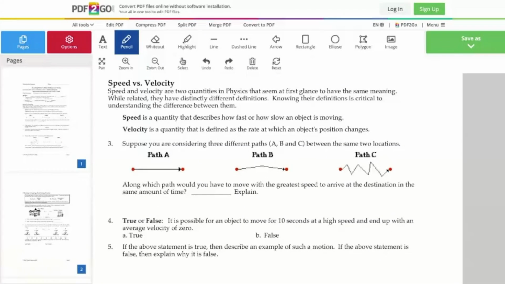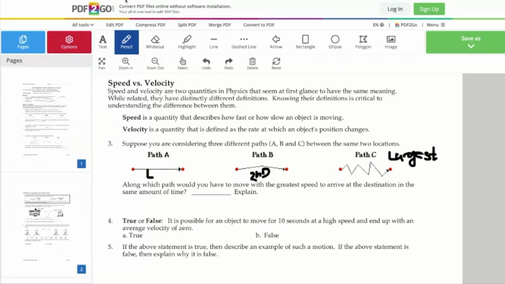In A, you see that it's the shortest path. It's just a straight line, so that would be the least distance. Path B would be the second largest distance, and path C the largest distance, because there are a lot of zigzags, so you travel more distance. Because speed is distance by time, path C would have the greatest speed, followed by path B, followed by path A. You all get that? You understand why you need a greater speed? Because there's more distance, so you should be going faster if you want to cover that much in the same time.